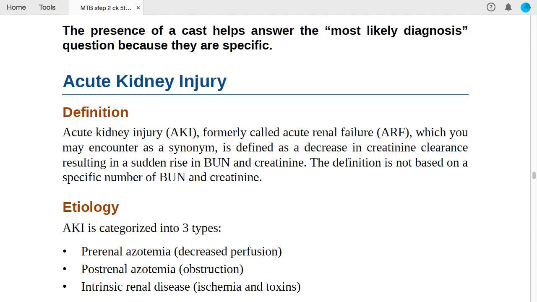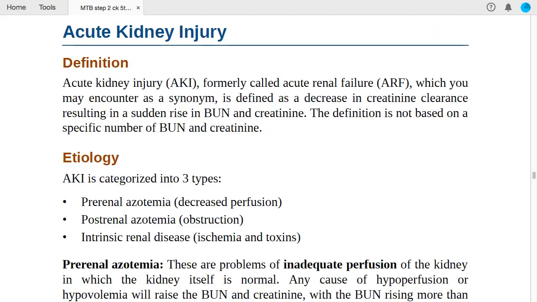We are going to see azotemia, that is increased blood urea nitrogen and creatinine, that is known as azotemia, increase in BUN plus creatinine. Now we are coming towards pre-renal azotemia.